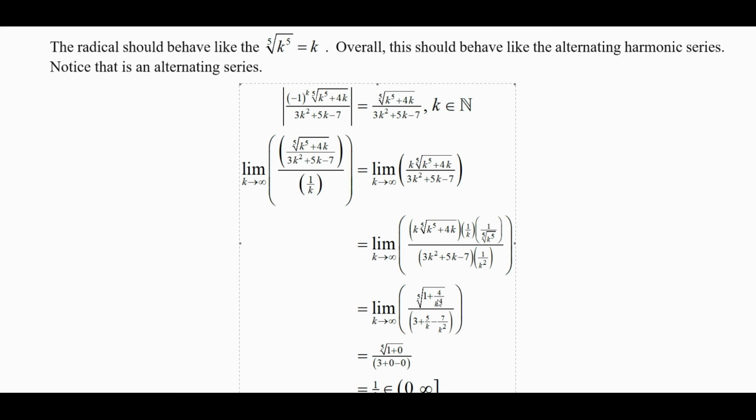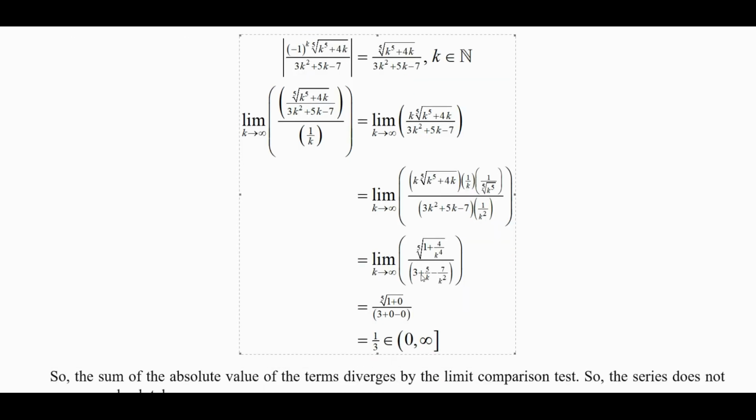Okay. This part goes to 0. Plus 1 is 1. Fifth root of that is 1. So the top goes to 1. And the bottom's going to 3. So that goes to 1/3. That's something in the interval from 0 to infinity, including infinity, so since this limit is in that interval, the comparison series diverges, and so does this one.